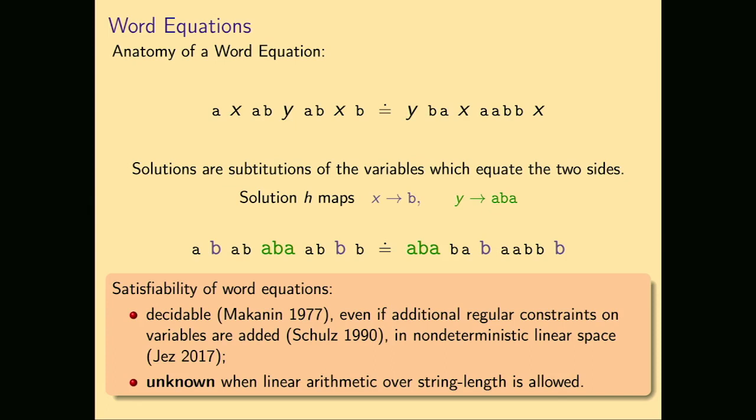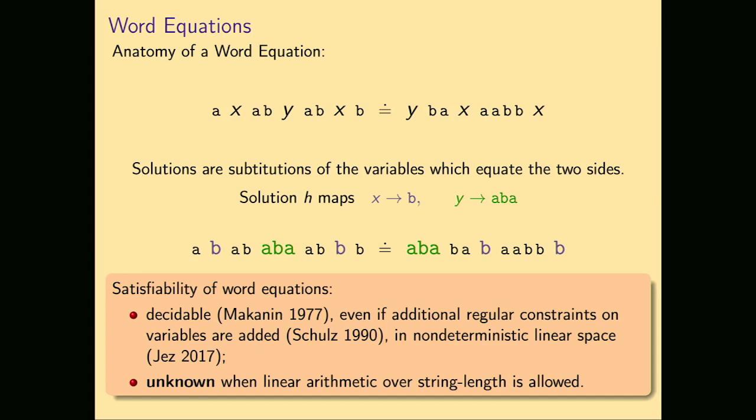However, the decidability status of the satisfiability of word equations is unknown when linear arithmetic over string length is allowed. Of course, if you allow more than linear, so for instance, quadratic arithmetic, it's not hard to show that the problem becomes undecidable. But if you have linear arithmetic over the string length, then you still don't know whether this is decidable or not. So for instance, saying something like the length of x plus 2 times the length of y equals the length of z. So this type of linear equations.